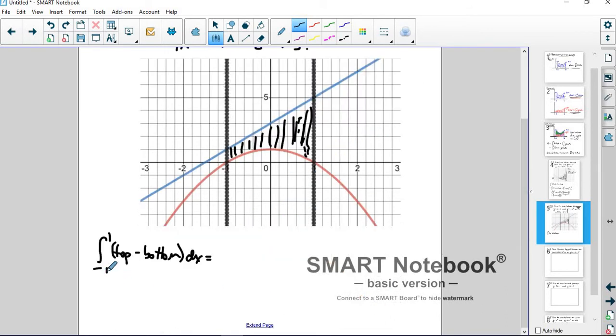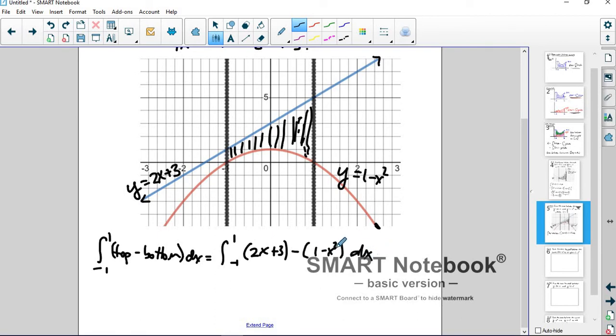Okay, so we're going to do the integral from -1 to 1 of top minus bottom. This time, however, the linear function, the straight line, 2x plus 3, is the top function. This one's on top, the blue one is, and then the bottom function, y equals 1 minus x squared, it's on the bottom, right? So plug those in. -1 to 1 of the group 2x plus 3, make sure you write it as a group, minus the group 1 minus x squared again, okay?